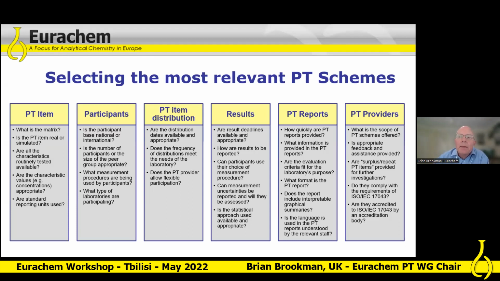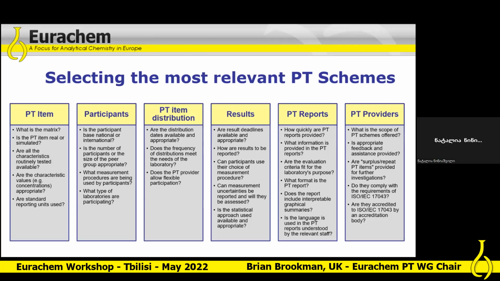So I'm not going to go into detail of these during this presentation, but it is important to consider the PT item being offered by the PT provider. Is it suitable? Perhaps considering the routine samples being tested by the laboratory, for the matrix, for the characteristics, say to the concentration levels, to the reporting units. Knowing a little bit about the other participants in the PT scheme is also important. Is it a national or international scheme? And this could impact on the language used, the size of the peer groups, the measurement procedures being used, and the type of participants.